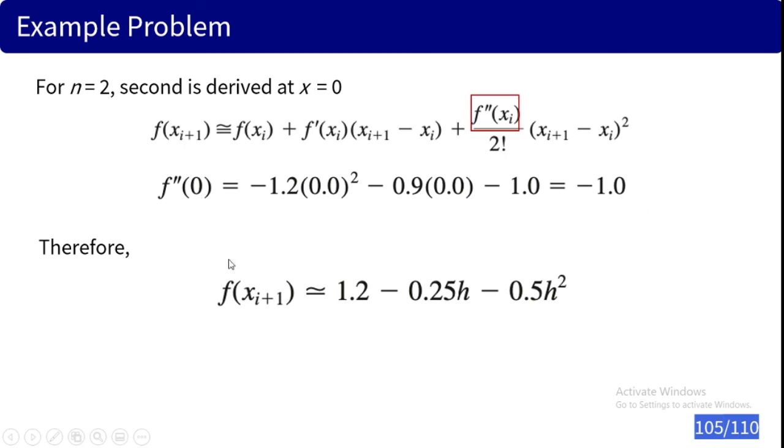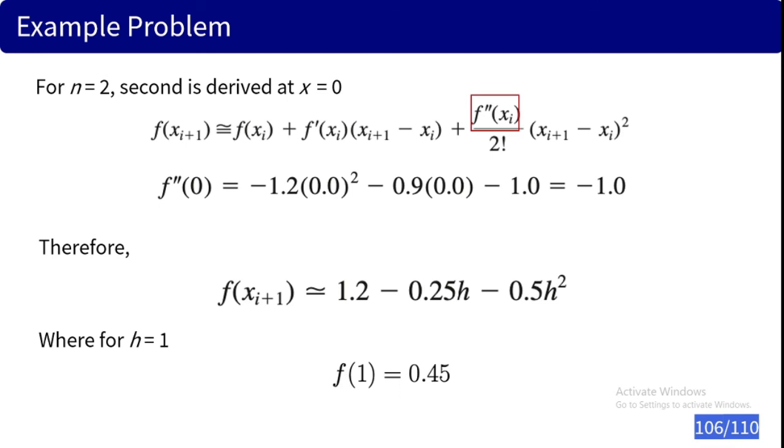Alright? I guess it is clear now what the 0.5 is here, so we divide it by 2 factorial. So the final expression for the second order approximation is the approximate value of x sub i plus 1 is approximately equal to 1.2 minus 0.25h minus 0.5h squared.